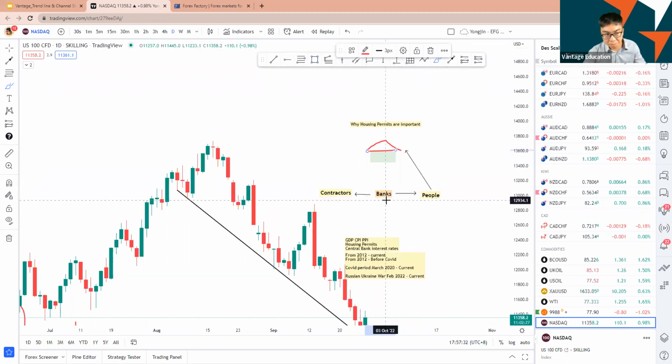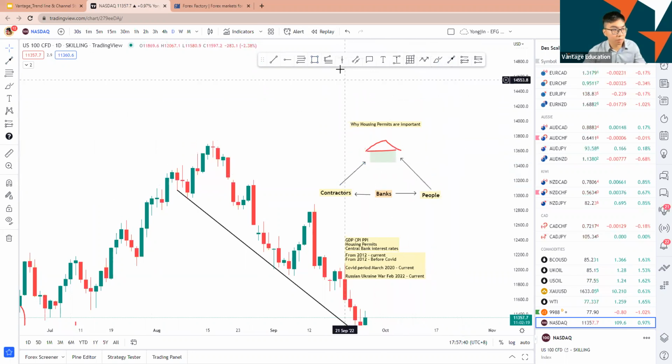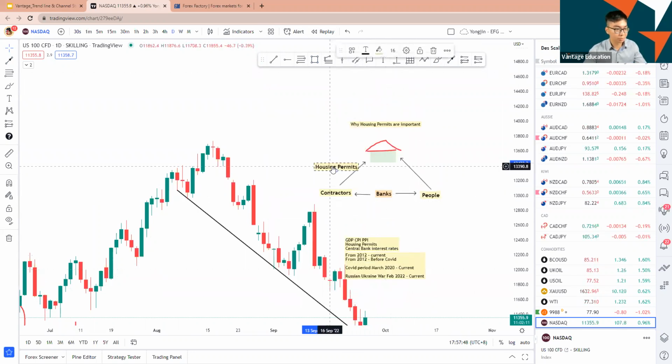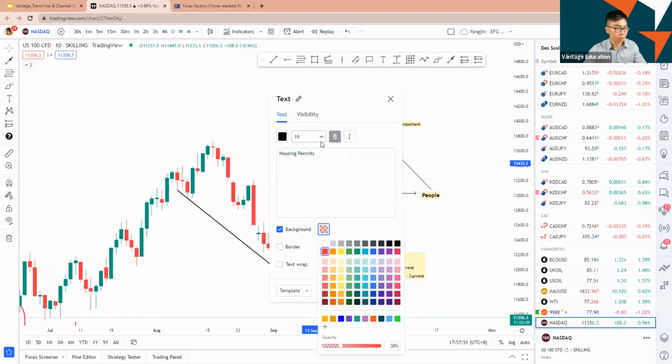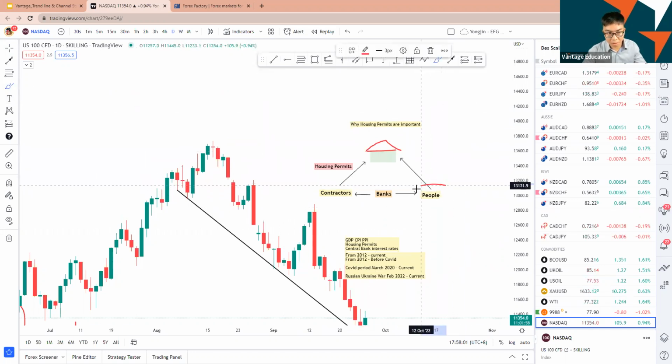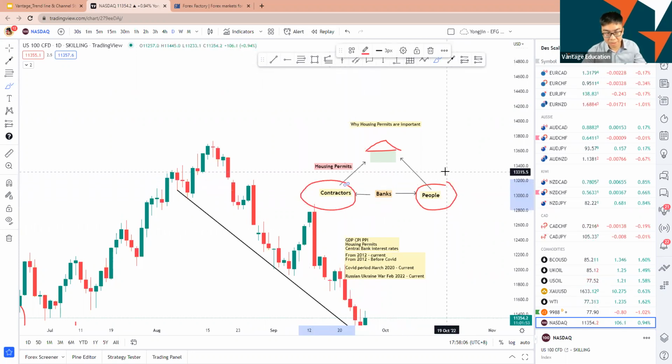For contractors, they lend money from the banks and then they build the house and they apply for housing permits. That is where housing permits come in. Let me draw it out in red. They apply for housing permits to build houses. So an indicator is, all this must make sense. People are able to pay back and the contractors can find buyers to buy the houses. Only then will banks be willing to lend money.